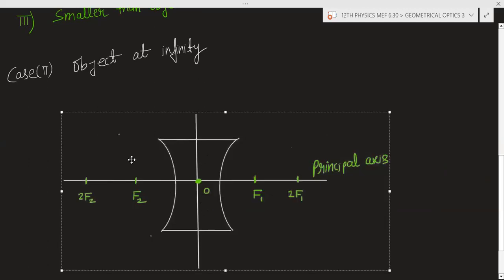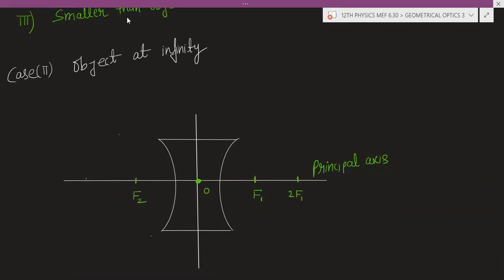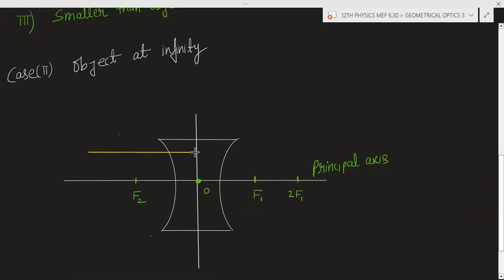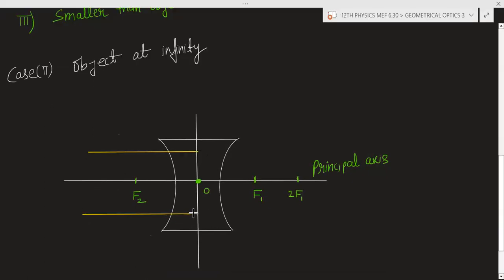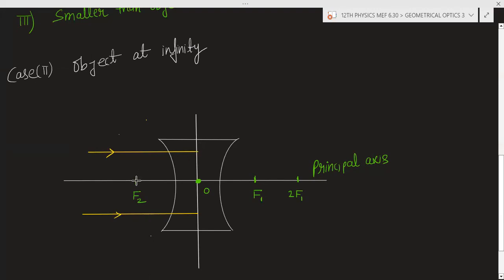So this is a concave lens. Now, object at infinity means rays from that object are parallel, like this. Parallel rays from the object at infinity. These are the parallel rays. Now this concave lens is a diverging lens, so these rays after refraction will get diverged from the lens, like this.